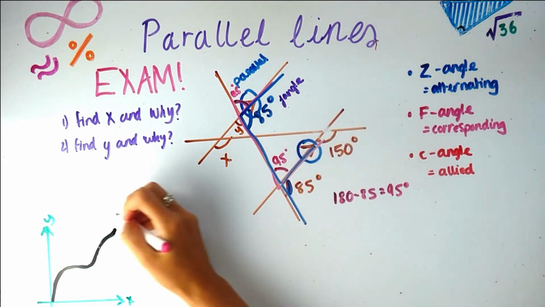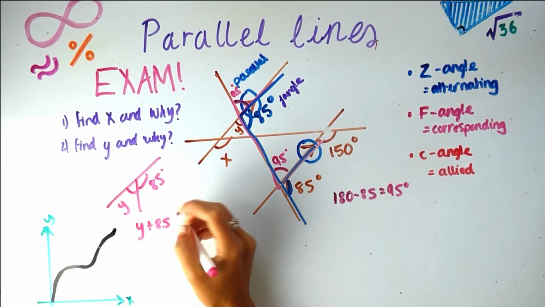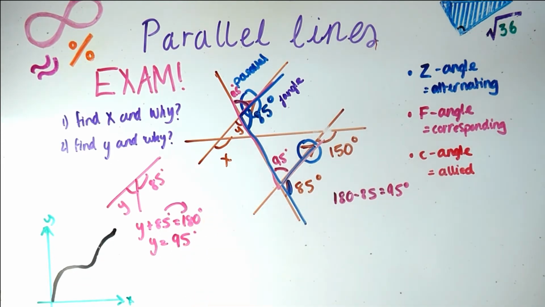and we notice that y is on a straight line, so I'm just going to blow that bit up. So therefore I know that y is, so y plus 85, because it's on a straight line, equals 180 degrees. So I know that y is 95 degrees.